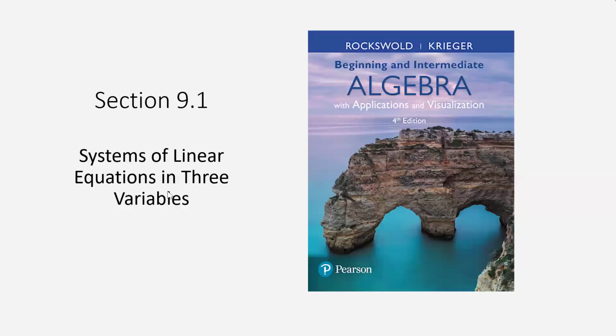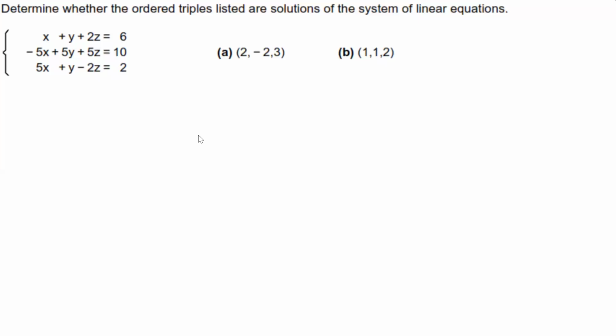All right, welcome to section 9.1, and we're looking at systems of linear equations in three variables. So I'll work some exercises here. The first one, we're supposed to determine whether the ordered triples here and here are actual solutions to this system of equations. And this is what we would do at the very end.